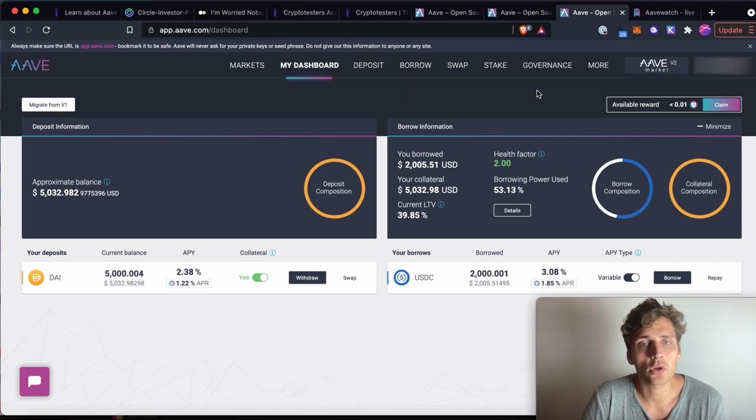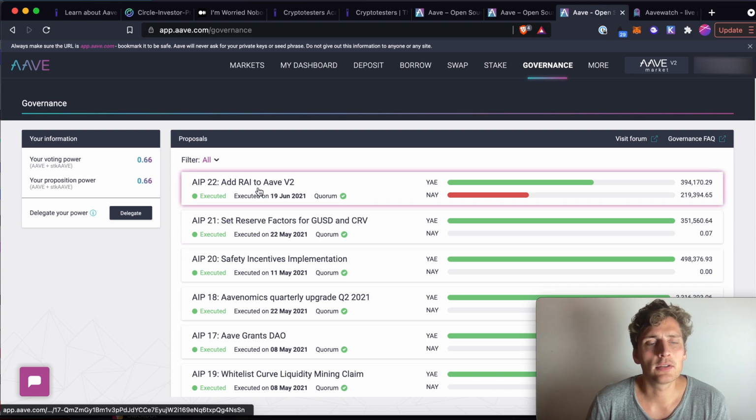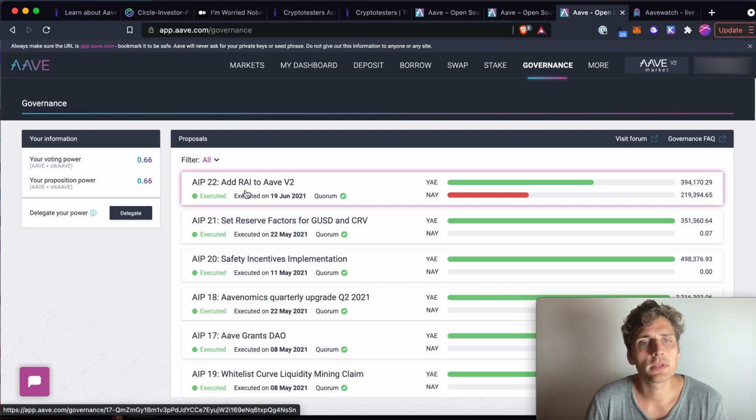So there's a token called the Aave token. It's a bit like how a Facebook share or an Apple share allows you to vote in certain decisions of Apple, the company. Well, the Aave token allows you to vote on basically every parameter of the protocol. So for example, you can see that it determines what asset should be added to the lending market next.